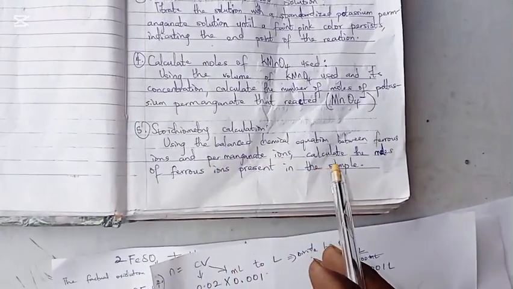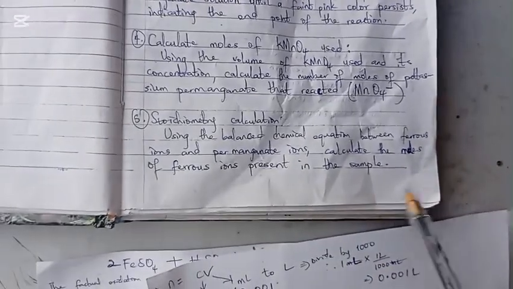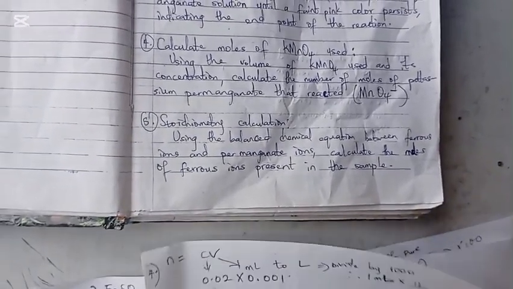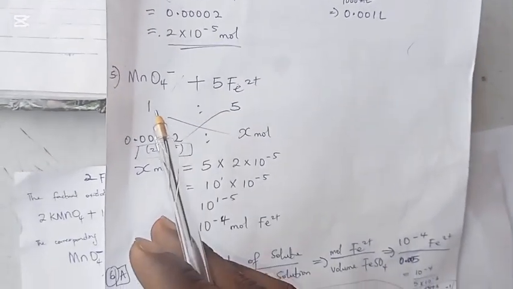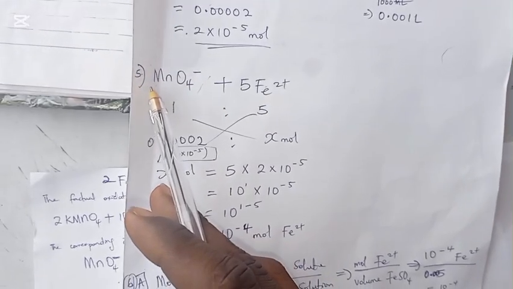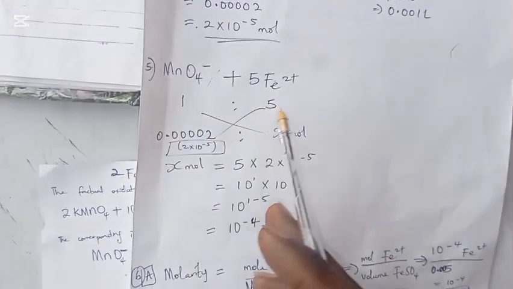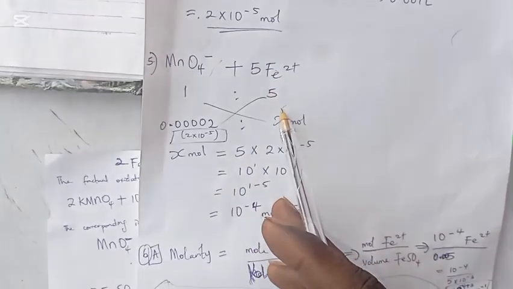Using the balanced chemical equation between ferrous ions and permanganate ions, calculate the moles of ferrous present in the sample. That is what I did here. So I used it to balance. This permanganate ion is having 1 mole. Why is this having 5 moles? So I put it here.